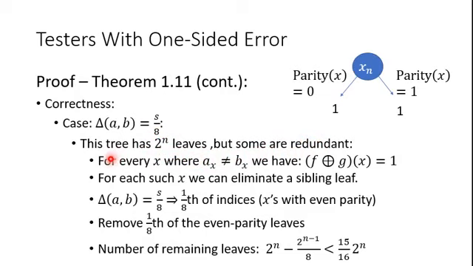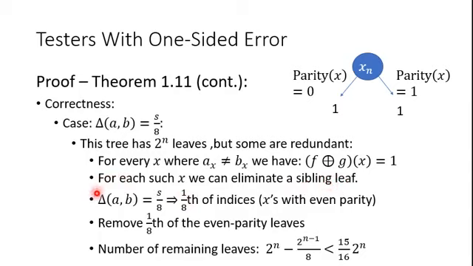In order to see this, we can look at every x where a(x) is not equal to b(x). In this case, we have that f XOR g of x equals 1. Why? Because we saw by the definition earlier that for parity x equals 1, we always get 1. And we also saw that for parity x equals 0, for even parity, we have a(x) XOR b(x), but in this case they are not equal, so we get 1. So in any case, we get 1. We have 2 sibling leaves identical to 1, so for each such x, we can eliminate one of these leaves.